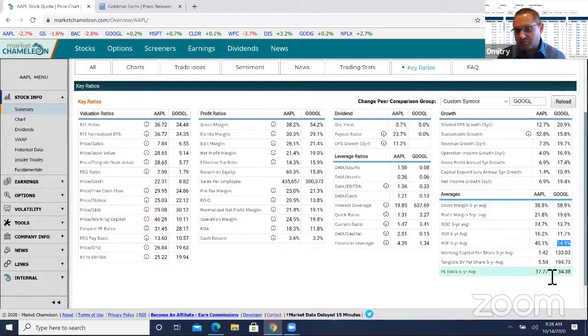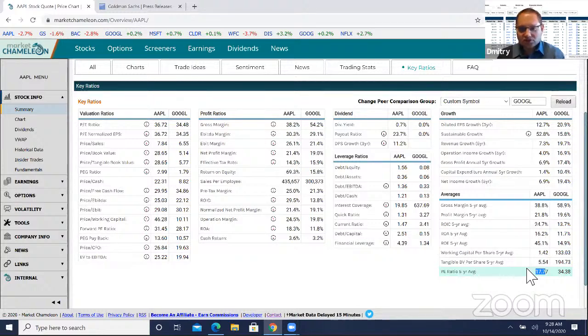And look at here's the P/E ratio. So you see Apple's 5-year P/E ratio, 17.7 versus current 36.72. Google 34.38, right where it is. So you see that Apple's P/E ratio was way below where it currently is and way below Google. So maybe it just caught up, right, to Google.